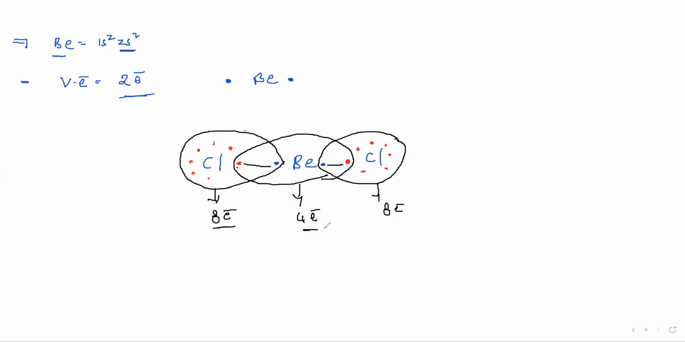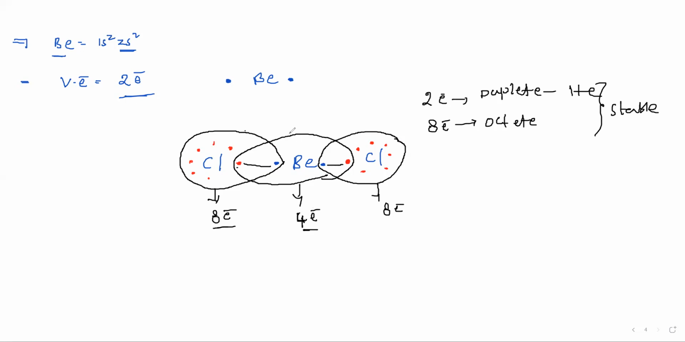According to Lewis dot symbols, the element should get 2 electrons after bond formation, or 8 electrons. If it gets 2 electrons, that follows the duplet rule, which is the helium electronic configuration, and if it gets 8 electrons, that follows the octet rule. In both cases the compounds are stable, but here beryllium is getting 4 electrons. That means incomplete octet. According to the Lewis dot symbol, this would be an unstable compound.